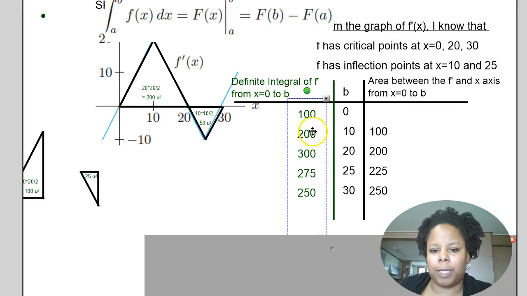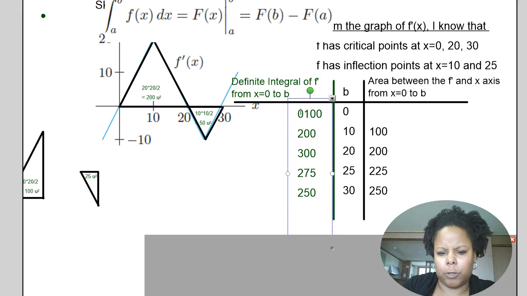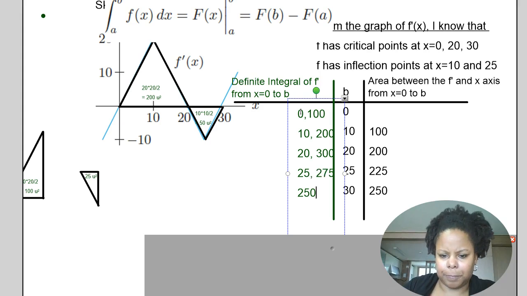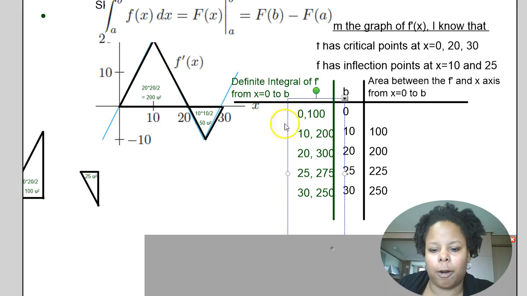So we end up with something that looks like this, which is important because this gives us our values for our critical points. So 0, 100 we know is a point on our graph. 10, 200 is a point on our graph. 20, 300 is a point on our graph, and vice versa. So now we have information to be able to complete our graph, and our graph would look something like this.